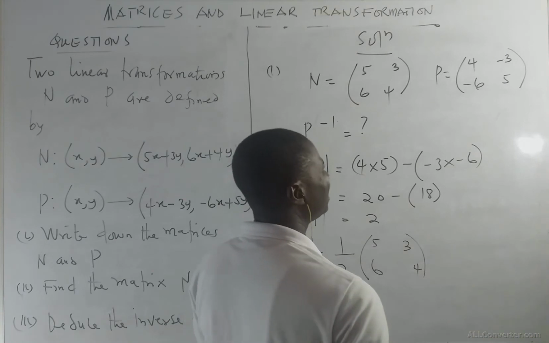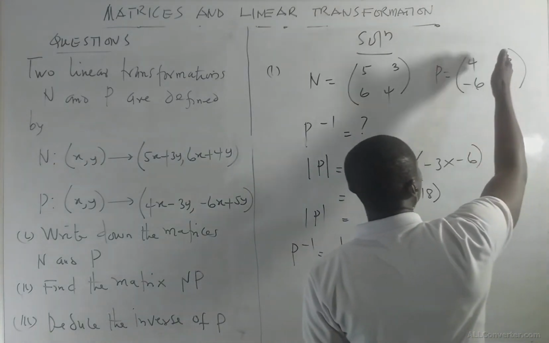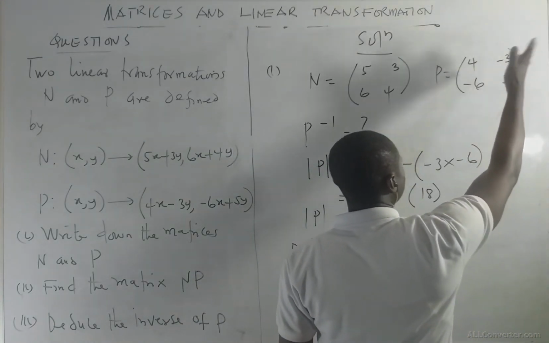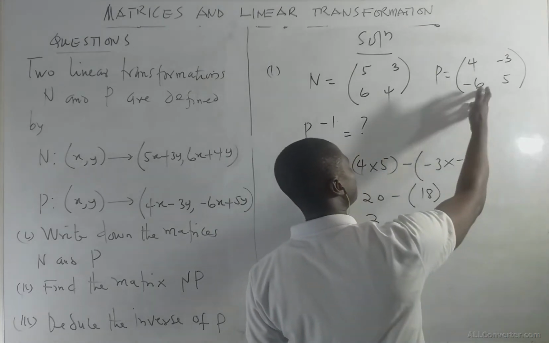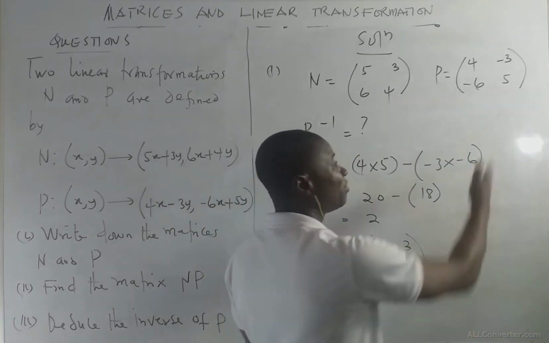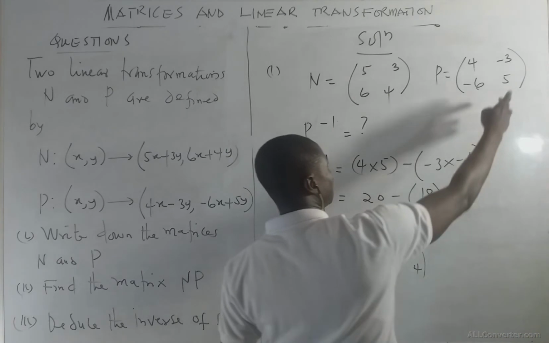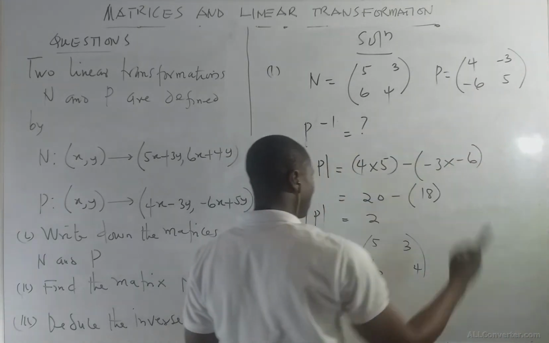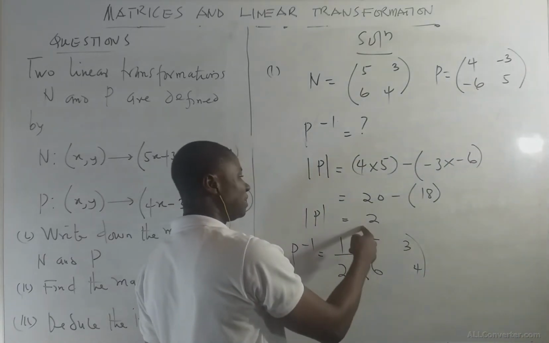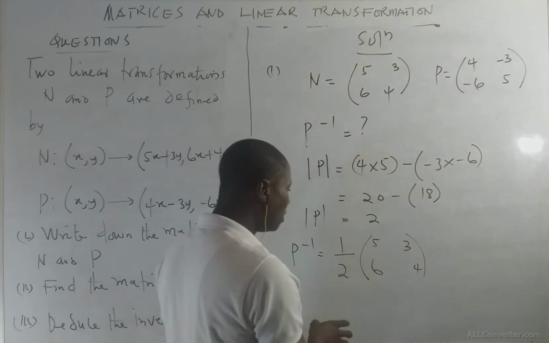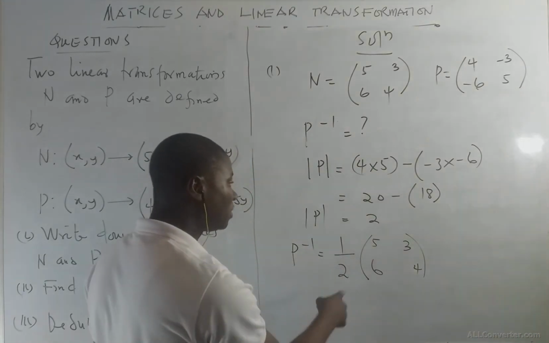Negating, what we are saying is you are multiplying minus 1 by that. And minus 1 times minus 3 will give you positive 3. Minus 1 times minus 6 will give you positive 6. So that's what we mean by negating the 2. So you interchange the positions, then you negate the 2. But don't forget, it's 1 over the determinant. So before you can find the inverse, you have to find the determinant first.